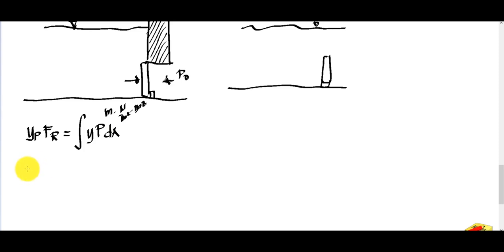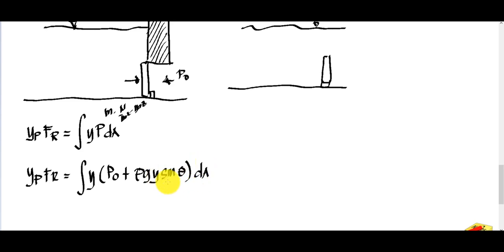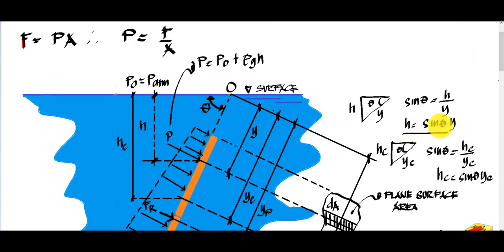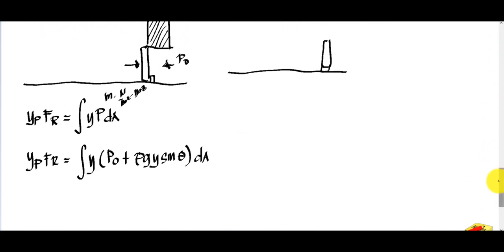Expressing our equation in terms of the pressure, we can rewrite this as y times the atmospheric pressure plus density, then gravity, and since it is the height, the value of your height will be y sine of theta. Then we have your differential area. So y sine of theta is also equal to your height. Going back to the figure, we have this one.